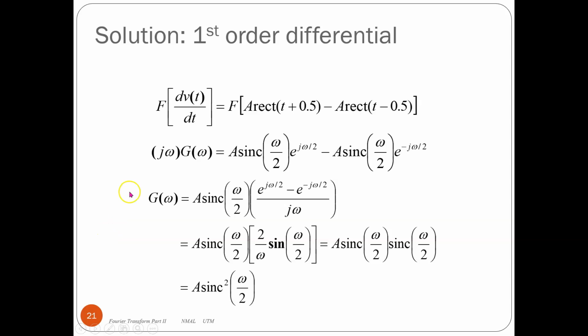When we want to find the differentiation of the first time domain g(t), and find the Fourier transform for this differentiation, this is actually the Fourier transform of A rect(t plus 0.5) minus A rect(t minus 0.5). From here we can use the sinc function, which we obtain from the list of formulas. So this is a sinc(omega over 2) times exponent j omega divided by 2, minus this part. However, for this Fourier transform, you need to multiply by j omega.